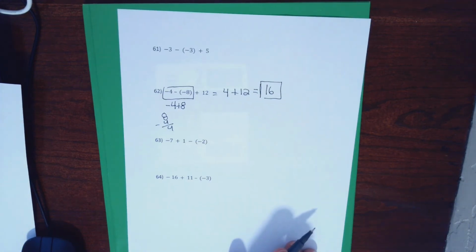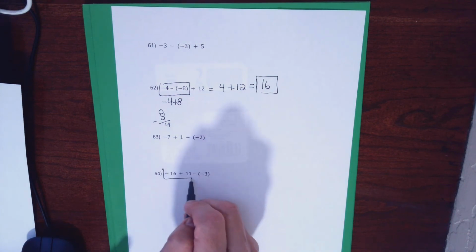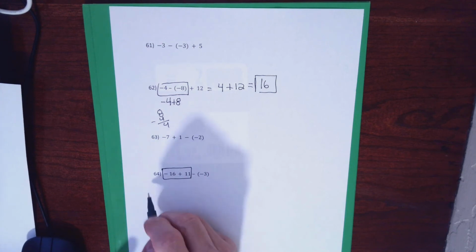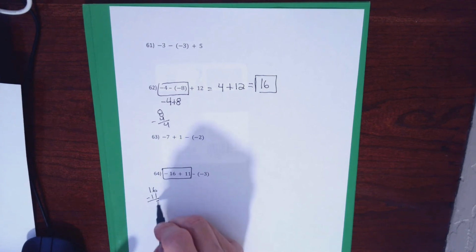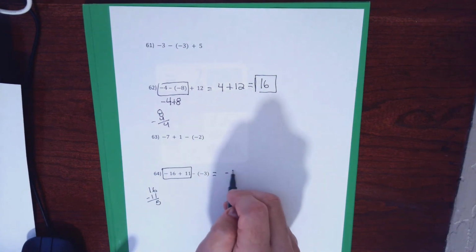We have a few word problems coming up here in a second. Let me just get done with 64. In 64, I'm adding a positive and a negative, so I really am subtracting. 16 minus 11 is 5. Bigger number is negative, so that sign is going to be -5.